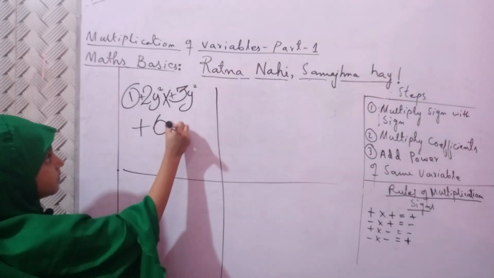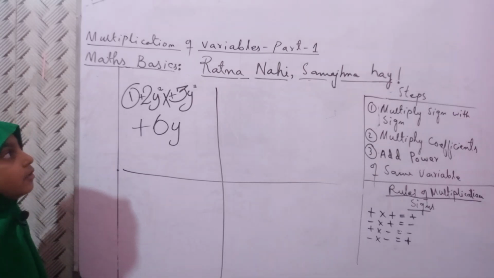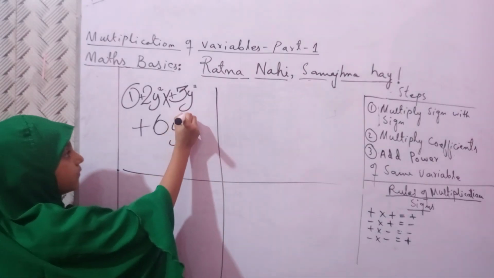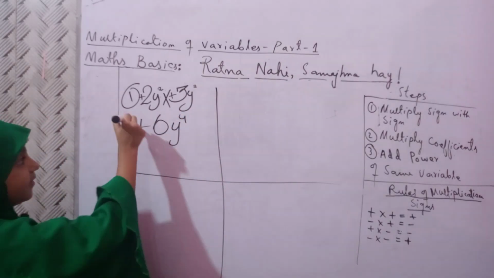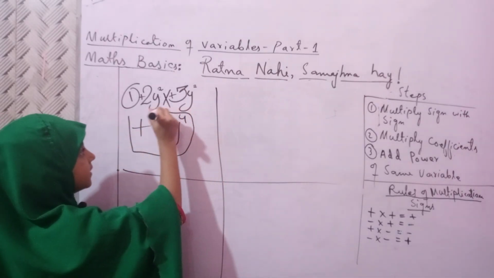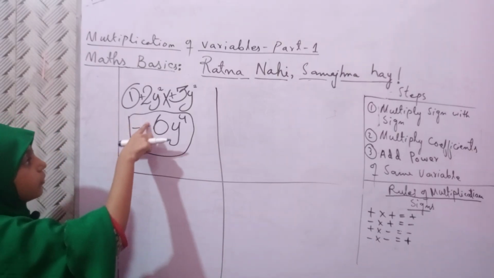Look. y multiplied by y is equal to y, 2 plus 2 is equal to 4. Now, it is our answer. But we will not show the plus sign.